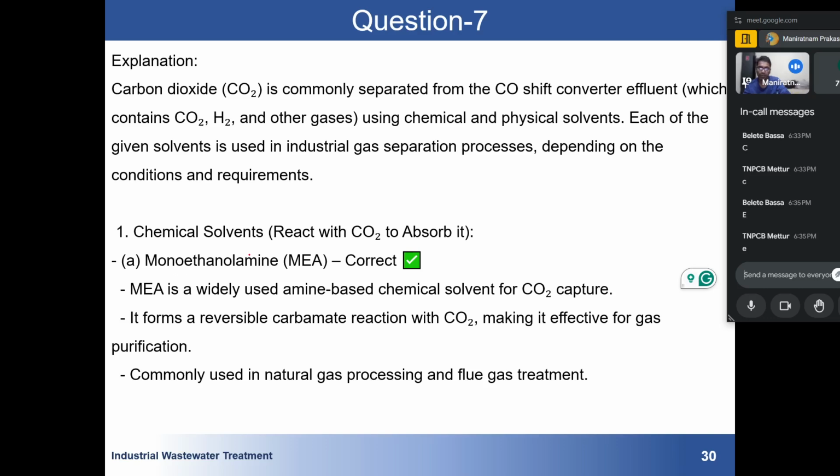monoethanolamine, methanol. MEA, monoethanolamine, is a widely used amine-based chemical solvent for CO2 capture. It forms a reversible carbamate reaction with CO2, making it effective for gas purification. It is commonly used in natural gas processing and flue gas treatment. If you have gone through the lecture, I think there are some chemical reactions also written based on these things. So I will suggest you go to the lecture notes and you will get it.